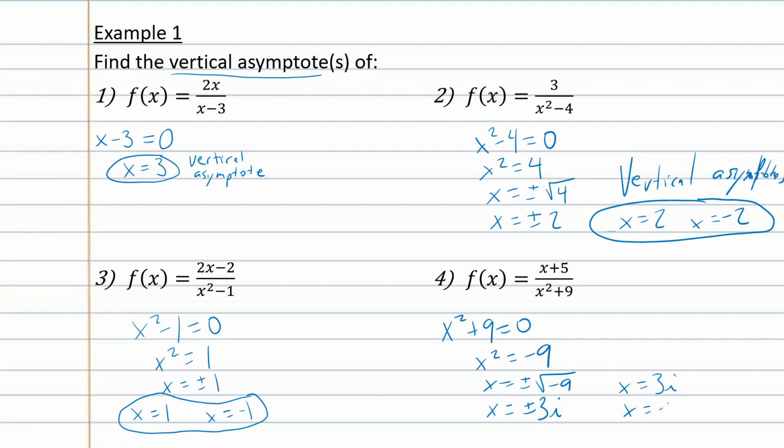So, technically, because they're imaginary, we have no vertical asymptotes in this case. And you can graph it and see how it looks if you want to, but you have no vertical asymptotes in this case.